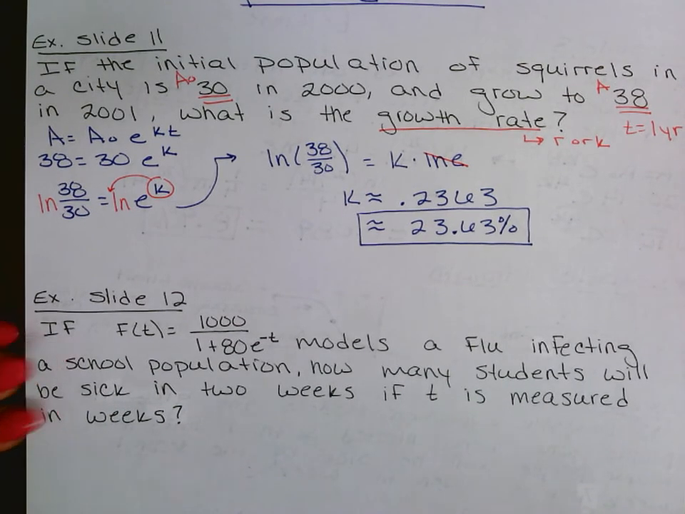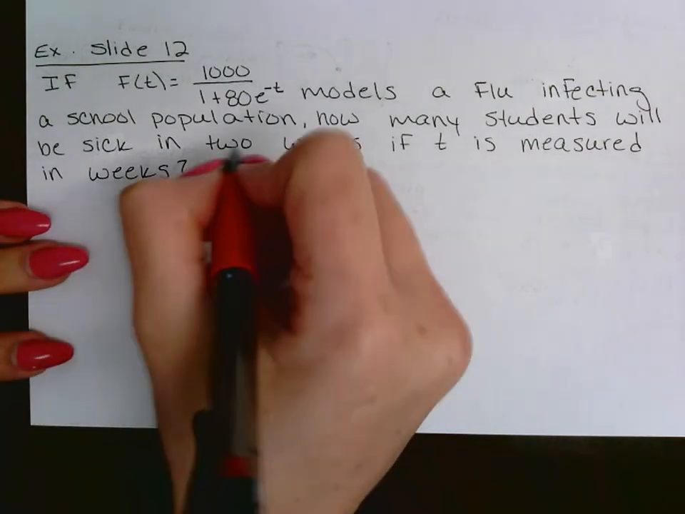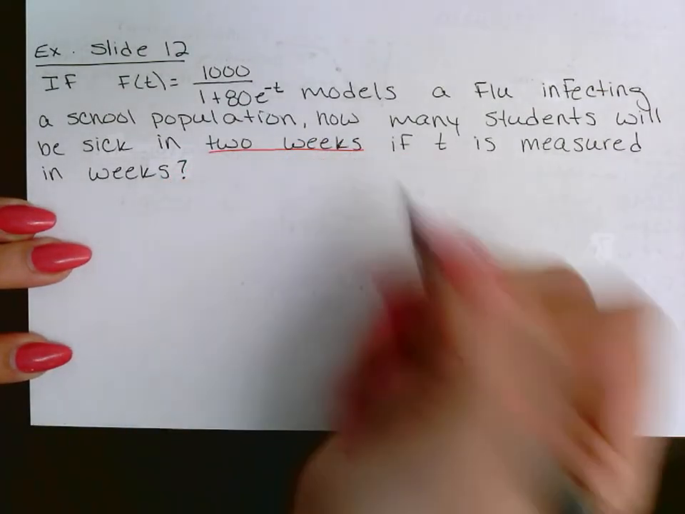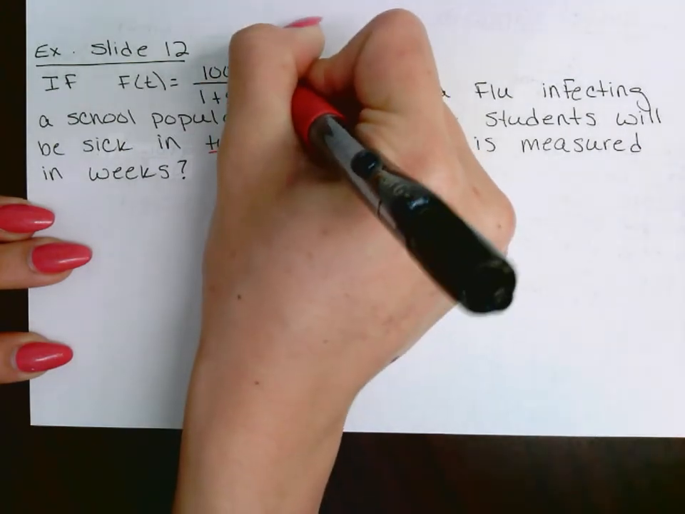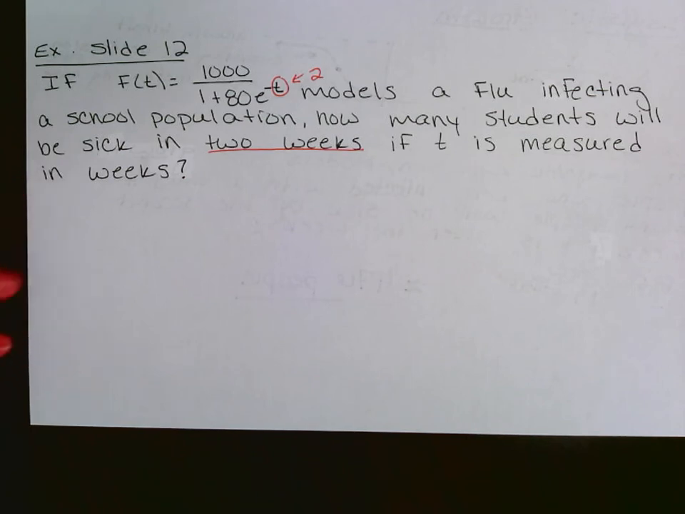All right. And let's take a look at this last one. All right, our last question for today. If the function given models a flu infecting a school population, how many students will be sick in 2 weeks if T is measured in weeks? So this, believe it or not, is one of those super easy questions. They tell you T is in weeks, and they tell you 2, so all I have to do is plug in a 2. So take a moment and plug that into your calculator, and let's see what you get.